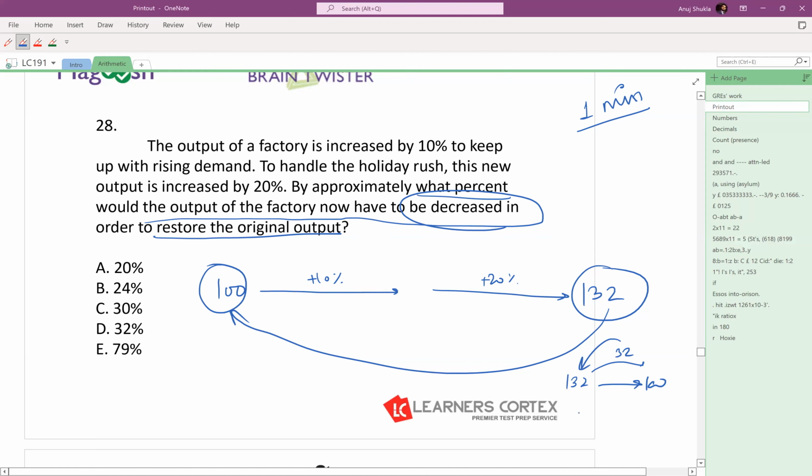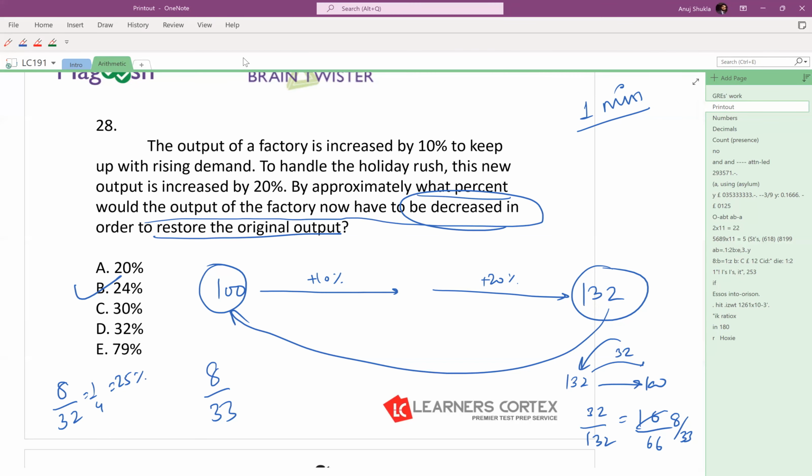32 over 132. 32 over 132, that is 16, and this is 2 6 2 6, or you can say 8 by 33. So 8 by 33 is how much percentage? You know, 8 by 32, that is 1 by 4, is 25%. So 8 by 33 is a little less than 25%. So a little less than 25% is 24. That is the answer.